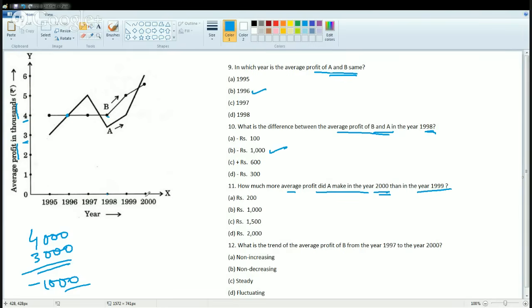How much more average profit did A make in year 2000 than in 1999? So A's profit in 1999 is 4,000, and in 2000 it's 6,000. So the difference is 2,000. So A's profit difference between the two years was 2,000.